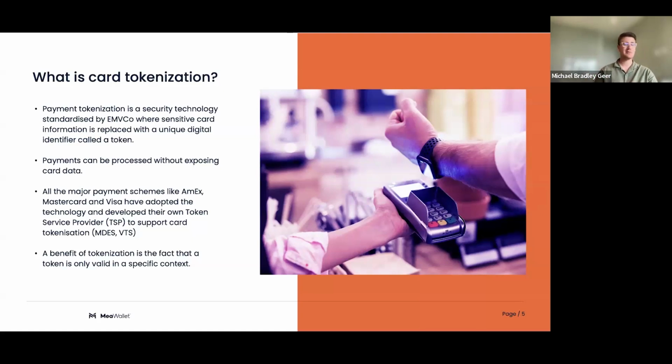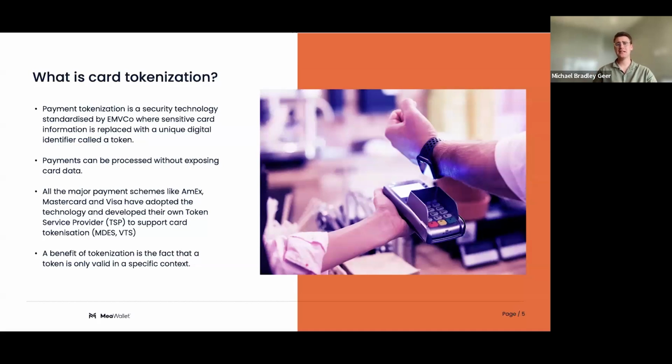Now, all the major payment schemes like Amex, MasterCard, and Visa have adopted their own token service provider platforms, or TSPs, used to support card tokenization. For example, MDES, which stands for MasterCard Digital Enablement Services, and VTS, which we can describe as Visa Token Services, sum up that platform which we call token service providers, specifically dedicated to tokenization, and to generate tokens, store tokens, and control and manage tokens as well.